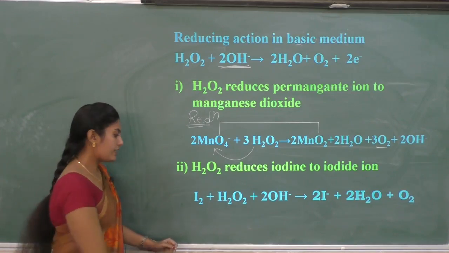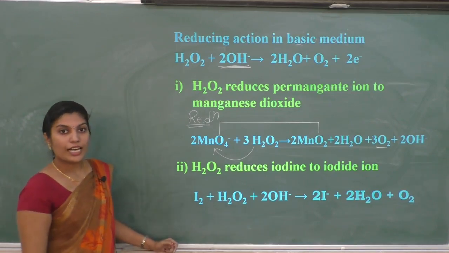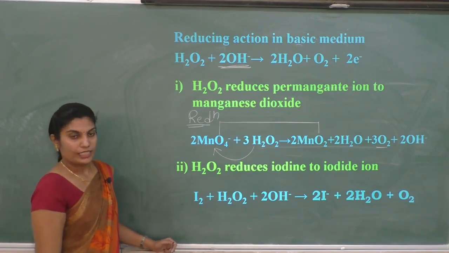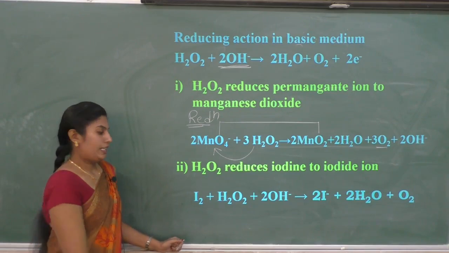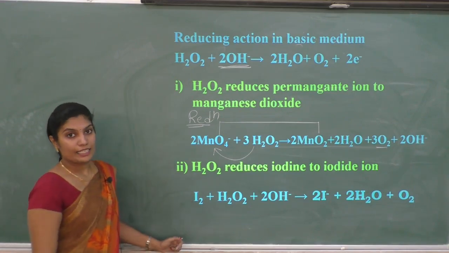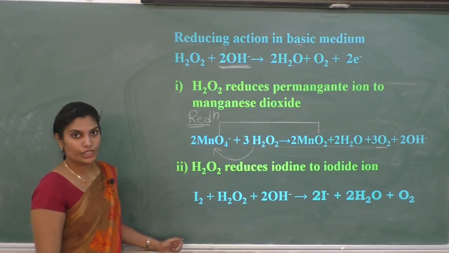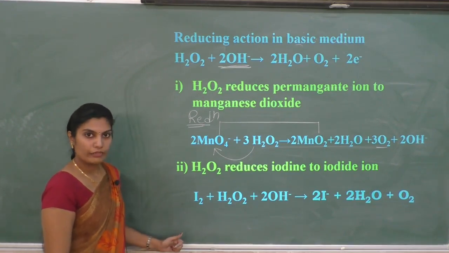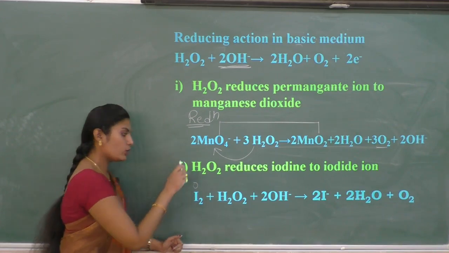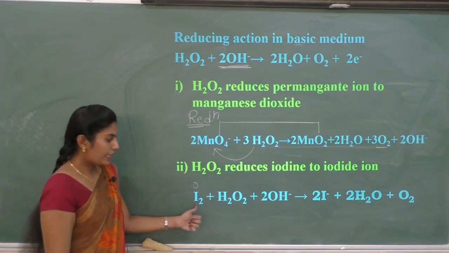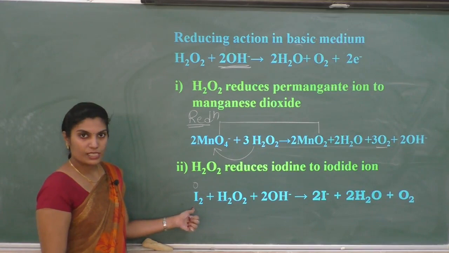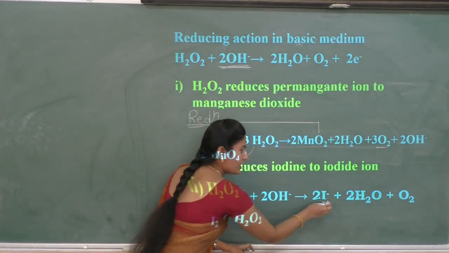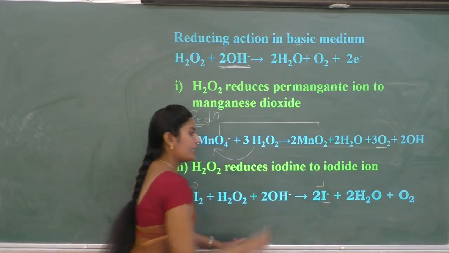In the second example, H2O2 reduces iodine to iodide ion. Here, if you consider the oxidation state of iodine, what is the oxidation state of iodine in I2? It is a halogen and also a diatomic molecule. In the elemental form, it will exist as I2. Therefore, its oxidation state is equal to 0. Here, H2O2 reduces I2 to 2I minus. Here, the oxidation state of iodine is minus 1.